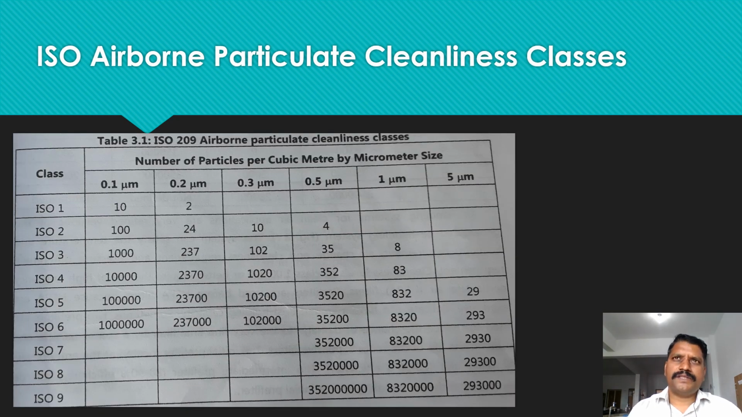So now see the clean room cleanliness classification as per the different standards. This is the first standard, ISO airborne particulate cleanliness classes. See, class 100, class 10,000, class 1 lakh are the levels of cleanliness in the pharmaceutical industry while manufacturing parenteral dosage forms.